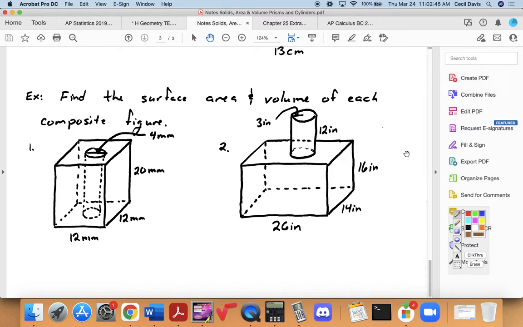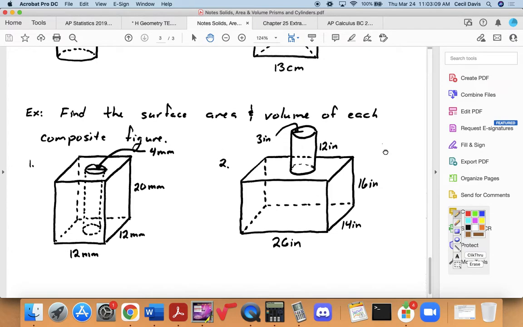So let's take a look at this one. So first of all, and your book does a better job of drawing them than I do by hand, but you get the idea. This is meant to be like, if you'll imagine that this is a block of wood with a circular hole drilled all the way through it. Okay? So for the surface area, I think it's a good idea to have a plan.